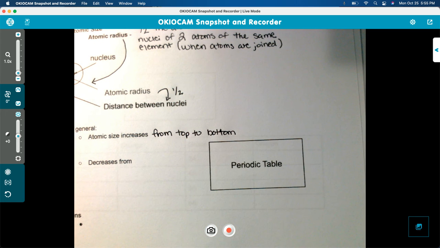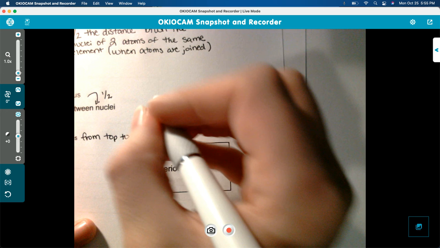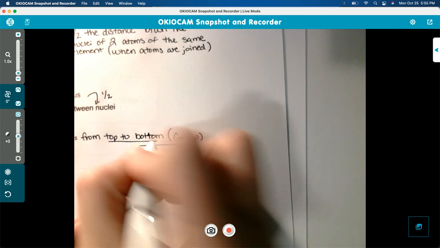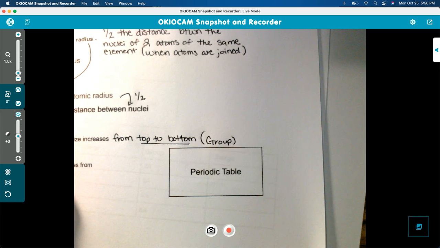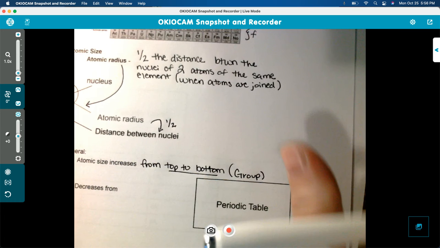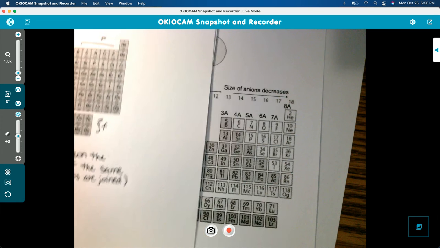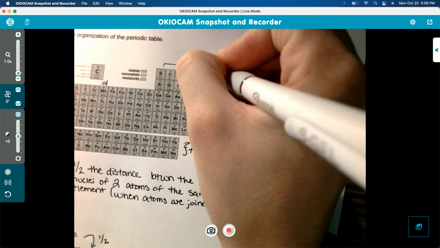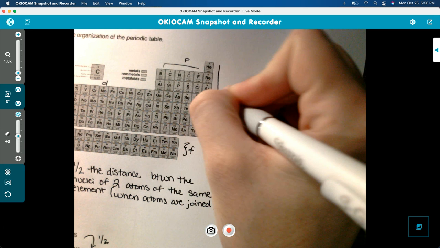And we call this from top to bottom in a periodic table a group. So top to bottom is called a group, and that's something else that I'd like you to write down on your note sheet. So we're going to just denote it up here off to the side. So these things going up and down are called groups.